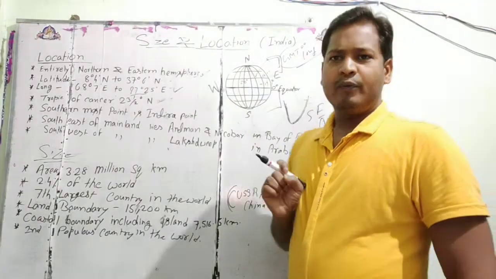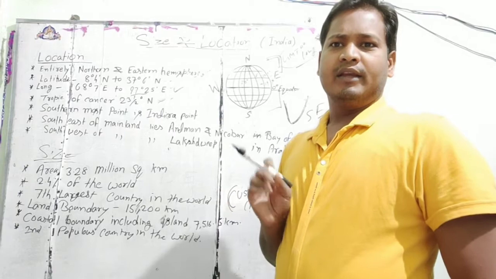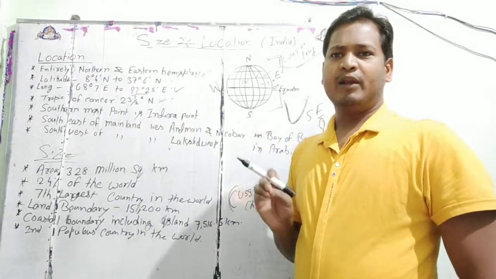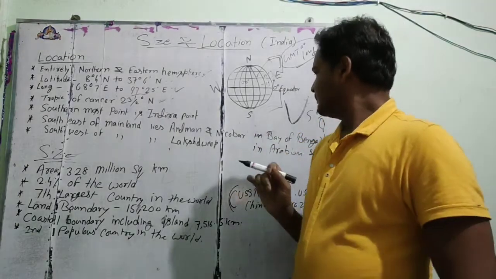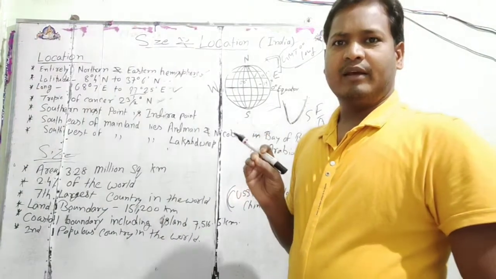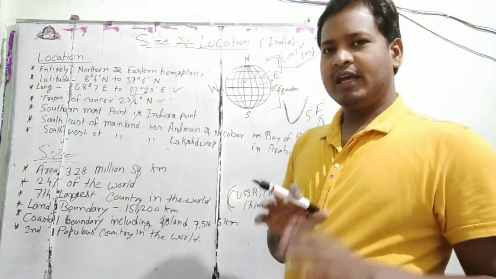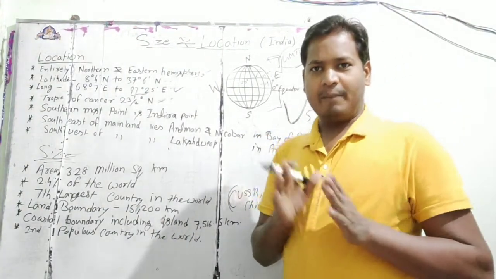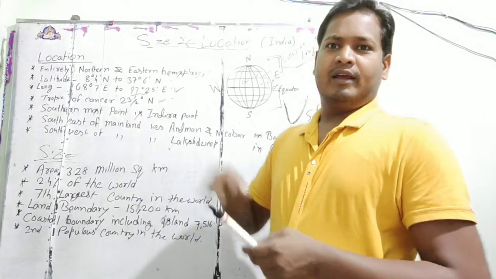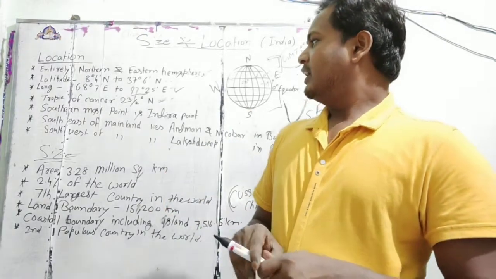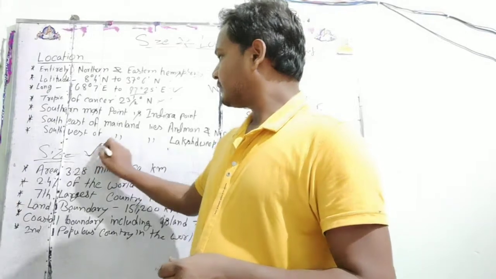The capital of Andaman and Nicobar is Port Blair, and the capital of Lakshadweep is Kavaratti. Is it clear? Now you understood about the location of India. Next, we will discuss the size of India.